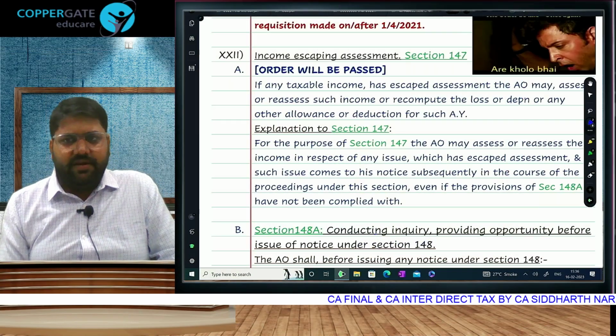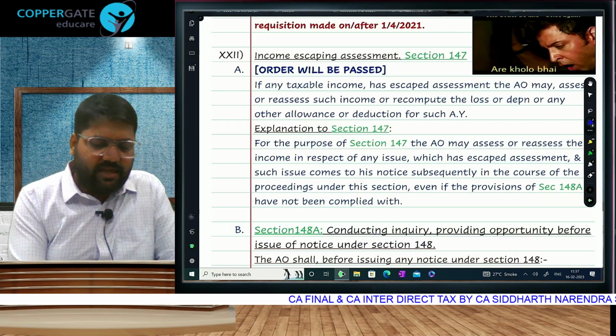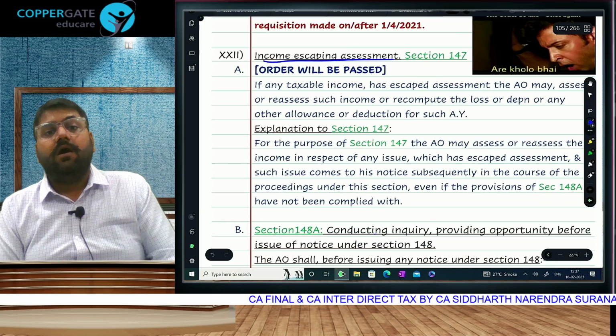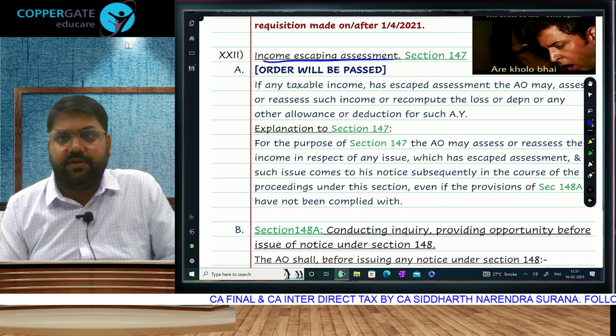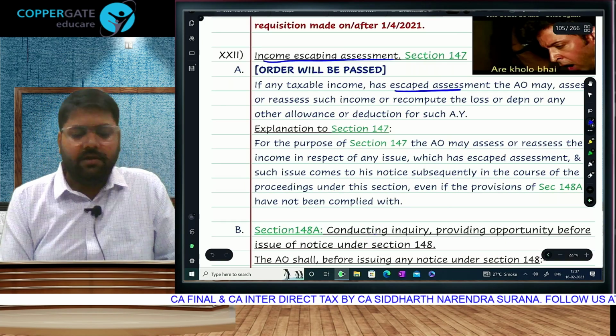The regular assessment part is done along with the faceless part, and also that dispute resolution panel wala part is done. We will now go and learn the concept of income escaping assessment, if there is some underpayment of tax and the AO realizes that there is income escaped assessment.